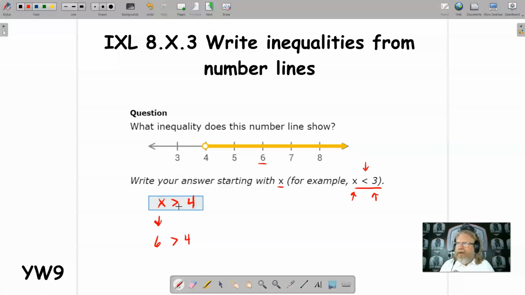Now, the next question is, could it be greater than or equal to? Well, remember the idea of open dot and closed dot? If it's an open dot, then 4 is not included. This point is not included. If it's a closed dot, then the point would be included, meaning it could be equal to. But since this is an open dot, it's not included, so it can't be equal to 4. Therefore, we're not going to include 4, so we just end up with X is greater than 4, and that would be our final answer there.